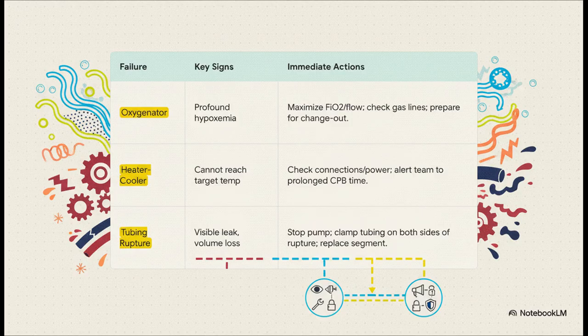Every single component in this circuit has its own unique way of failing, and each one presents with specific signs. An oxygenator failure, you'll see it as a failure of gas exchange. HCU failure, that impacts temperature. A tubing rupture, that's a catastrophic loss of volume. The key to managing any of these is a rapid, systematic approach. Recognize the signs, check the basics like power and connections, tell the whole team what's happening, and get ready to execute the specific backup plan for that failure.